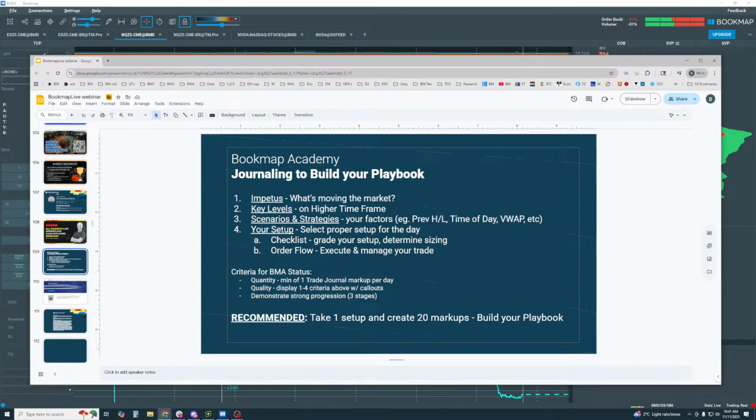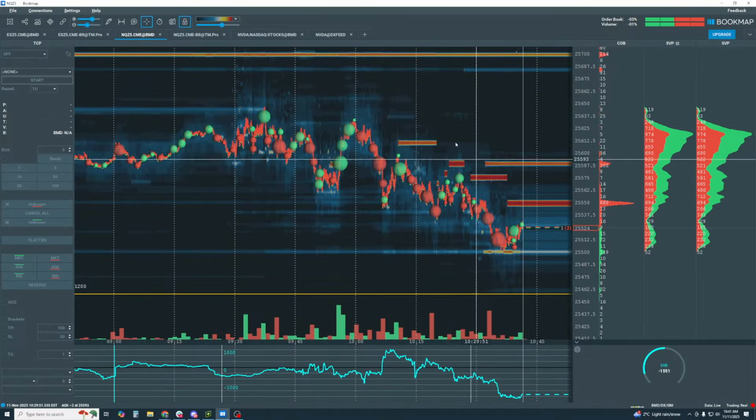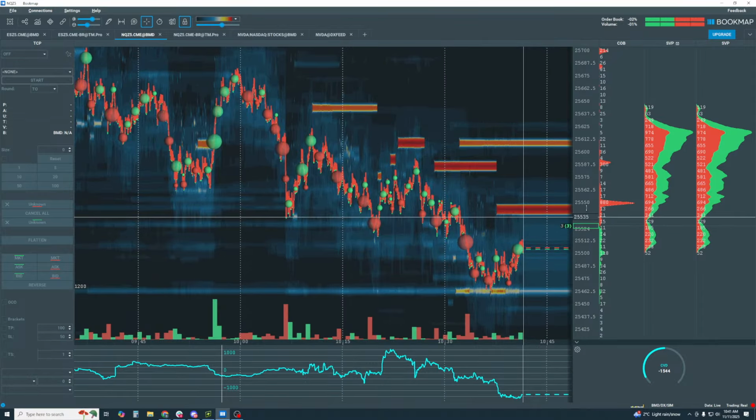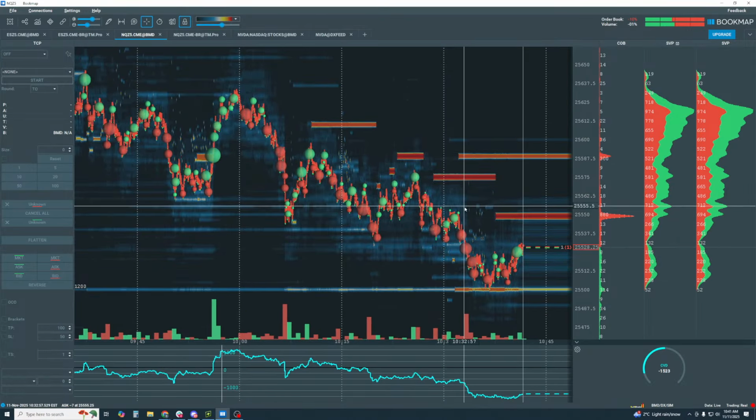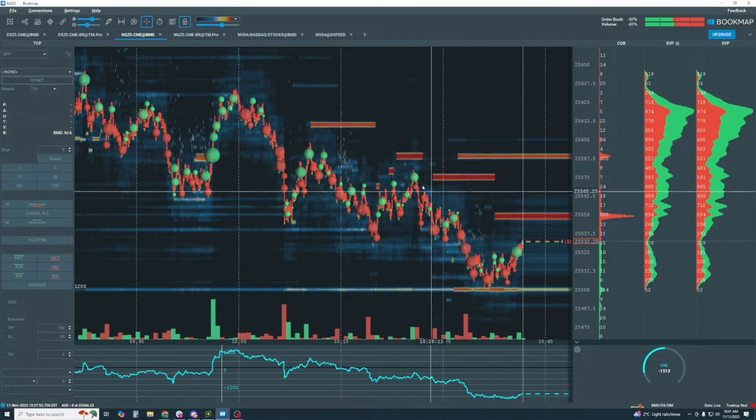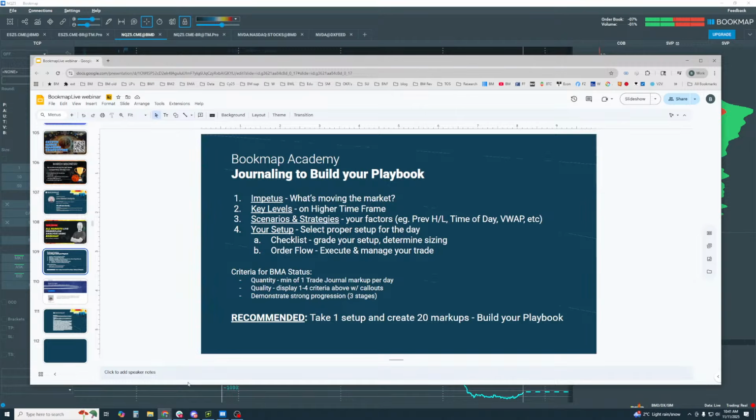All right, and then we look for setups. If you're looking for a continuation pattern, then you're looking for that trend to start to unfold down to your key levels and take your profits. Okay, so trying to put this all together into a cohesive plan in your playbook, and also for your journaling.